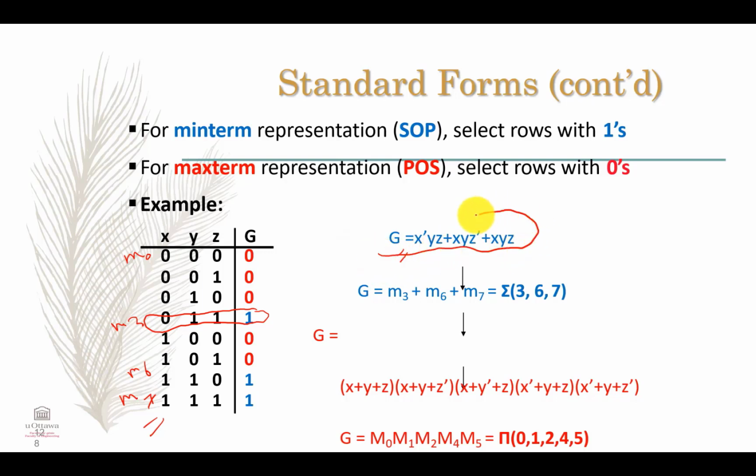as this. Another way of expressing the function in terms of the sum of products is to say that this function is equal to a sum of 3, 6, and 7, because we have m3, m6, and m7 at which the function is equal to 1.